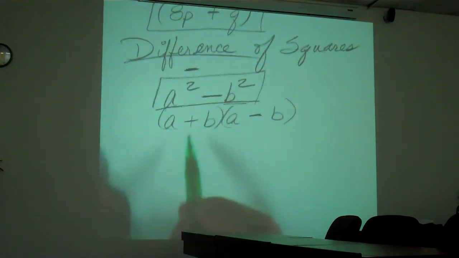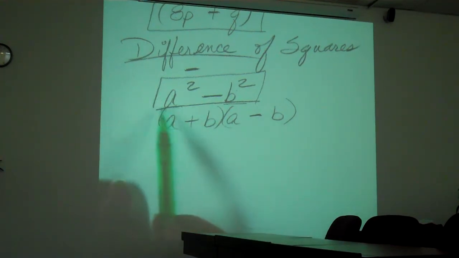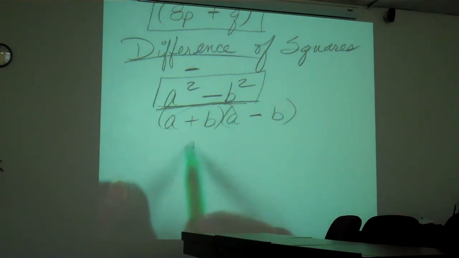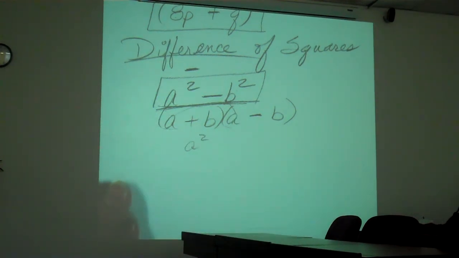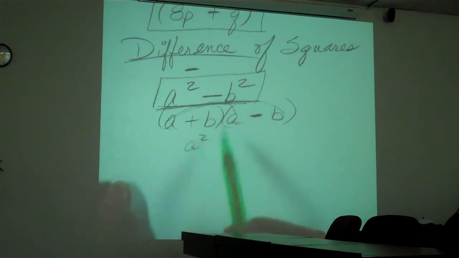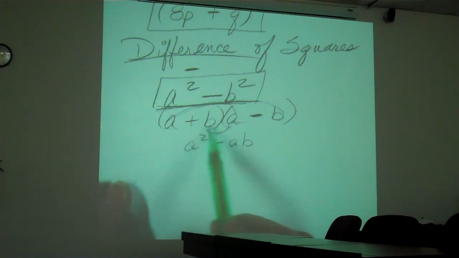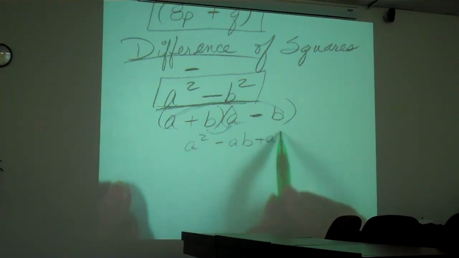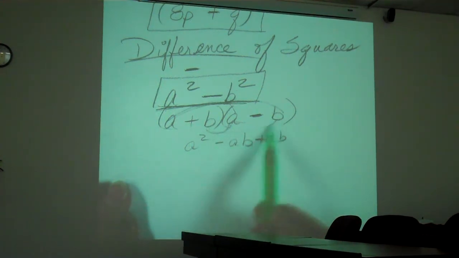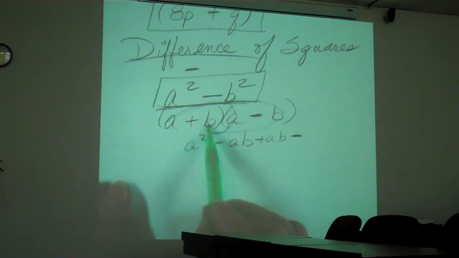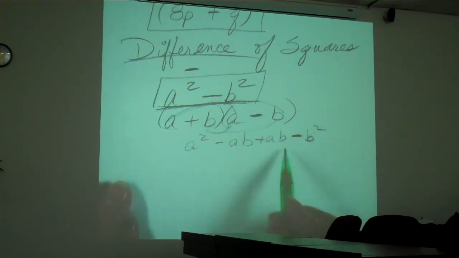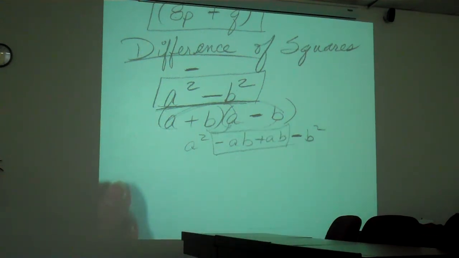Okay? If you actually FOIL this back out, you should be able to get that back. First times first, a squared. Outside, negative ab. Inside, positive ab, and then the last times the last. Positive times negative, negative. b times b is b squared. See how these two terms cancel out?